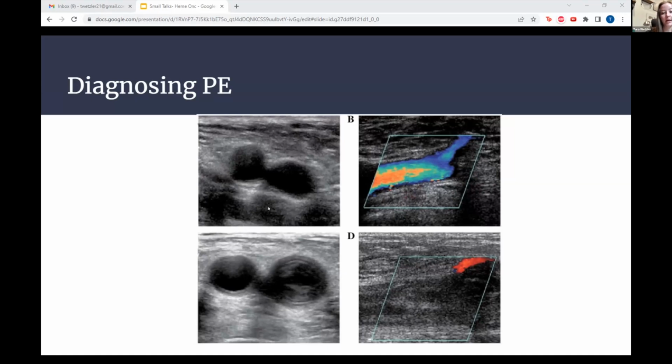You can see from this diagram that on top, we have good flow through the vein, whereas on the bottom, there is no flow through the vein. And then you can actually see something extending into the lumen, which would be consistent with a DVT. Aside from assessing for DVT, we can also use the ultrasound to check for signs of right heart strain, if your patient is unstable, like tachycardic, hypotensive, hypoxic.